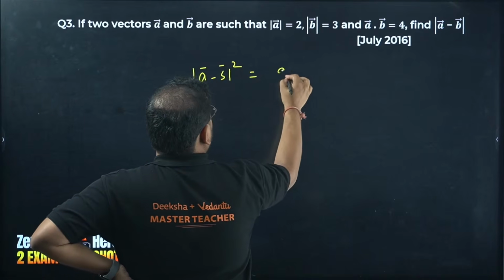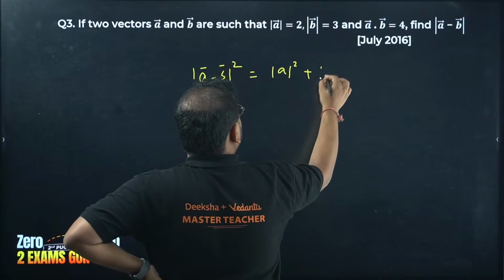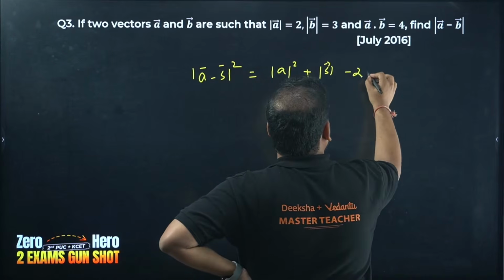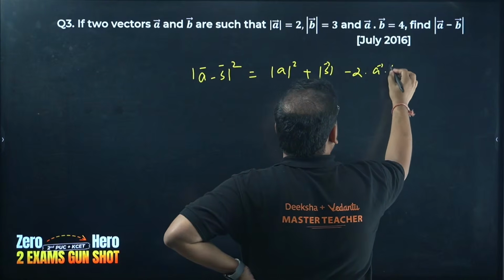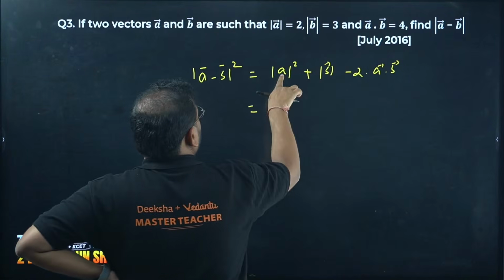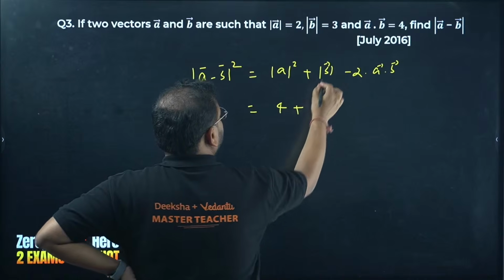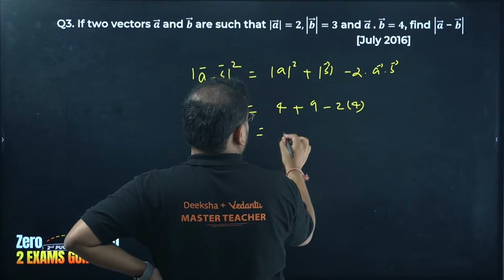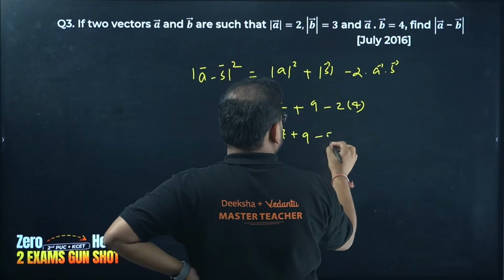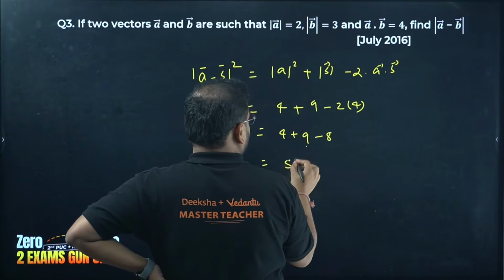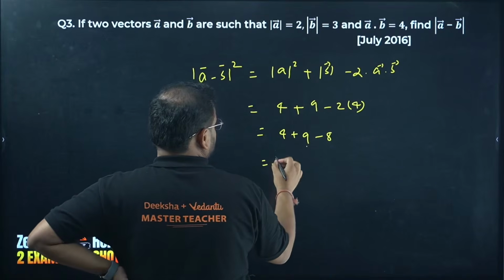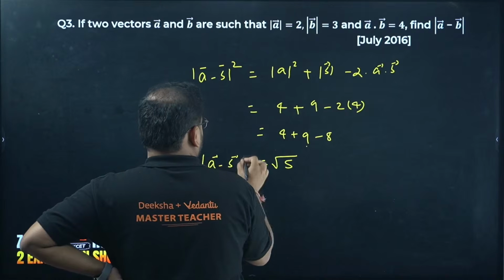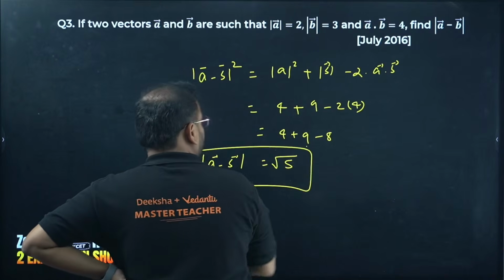Square you're going to do. Mod A square, mod B square, and we'll have over here minus twice of A dot B. You have the values. Check. 4, 9, twice of, again 4, 8. You get 4 plus 9 minus 8. 9 minus 8 is 1, 1 plus 4 is 5. This becomes root 5. Please check. Is the answer right or not?